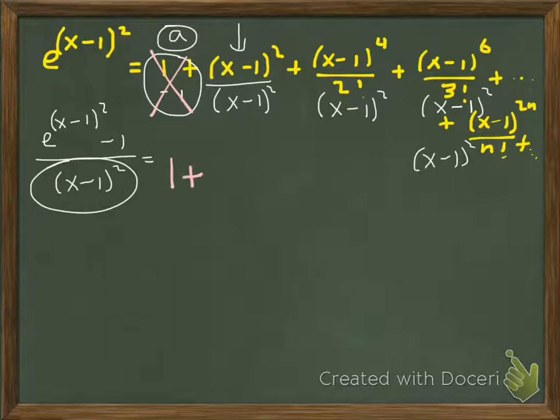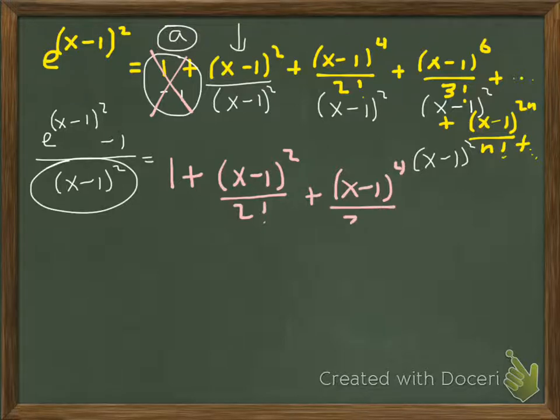Okay, and then this guy here, x minus 1 to the 4th over x minus 1 squared. Well, that's x minus 1 to the 4 minus 2, so that's x minus 1 to the 2, over 2 factorial. Plus x minus 1 to the 6 minus 2, which is 4, over 3 factorial. And we need one more term before we get to that nth term. If we think about what this would have been up here, our next term, that's n equals 0, 1, 2, and 3.